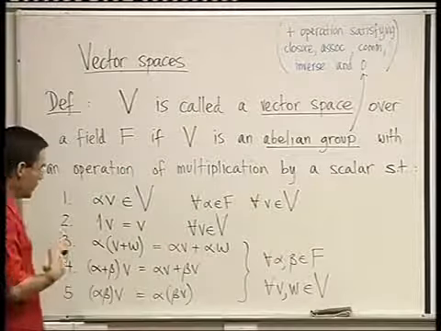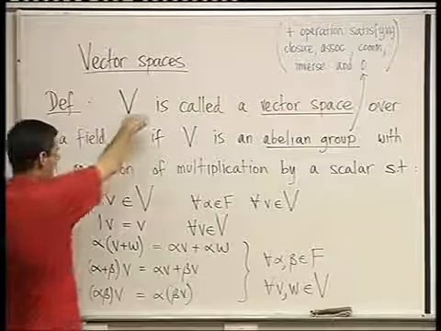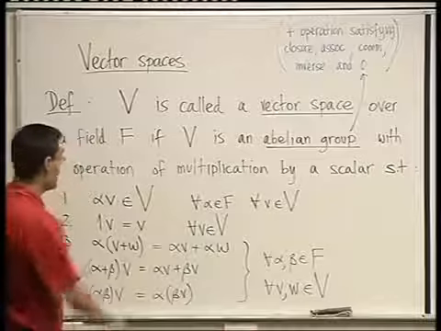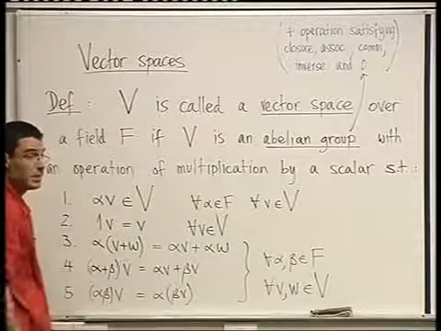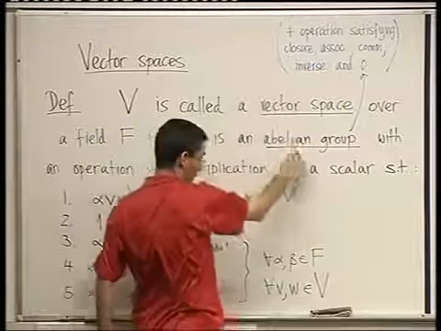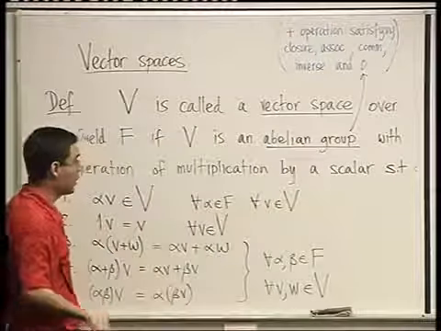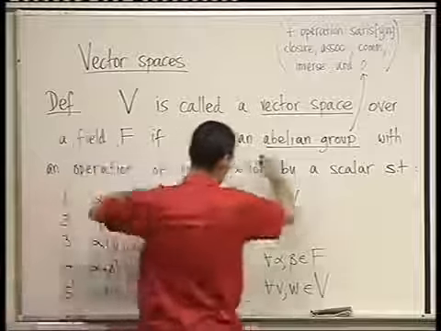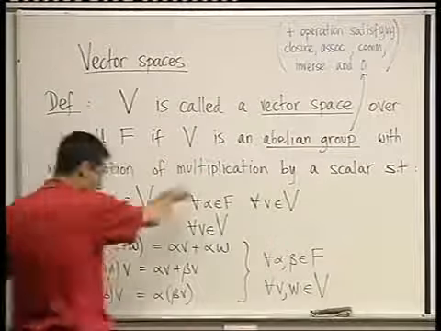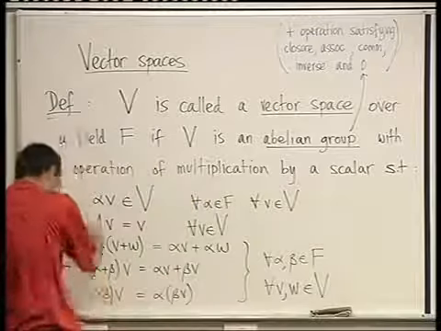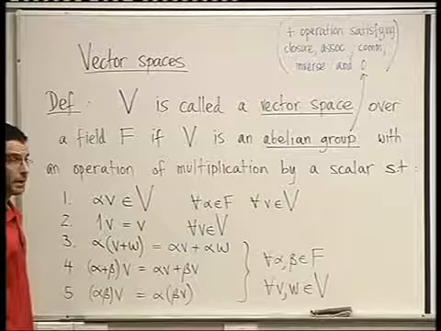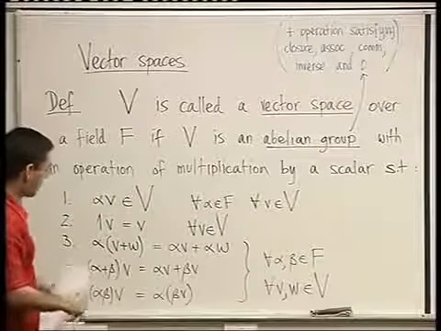The structure has 4 ingredients. The space itself, the elements, those are the little v's and the little w's. The field, the alphas and the betas. Okay? The plus operation, satisfying 5 axioms, which is here encoded in one word saying that it's an abelian group. Okay? And the multiplication by a scalar operation, which satisfies these 5 axioms.